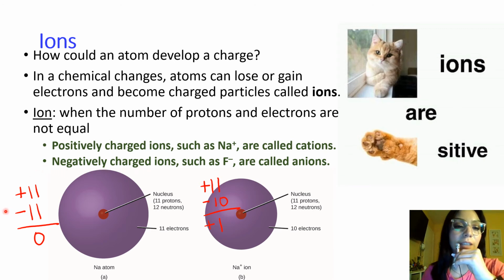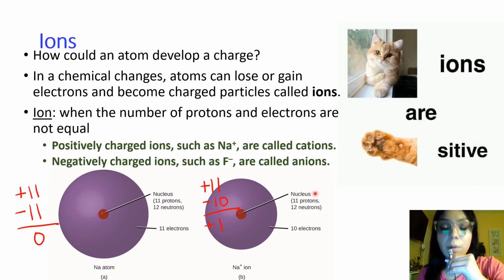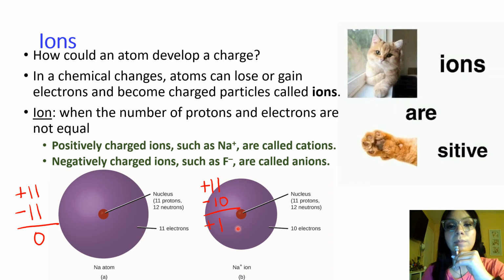Now here we have an example. Here we have a neutral sodium atom. This sodium has 11 protons, 12 neutrons in the nucleus, and then it has 11 electrons. Now remember what we talked about, how protons have a positive 1 unit charge and electrons have a negative 1 unit charge. When we add these up, we end up getting 0. Here we have a sodium with 11 protons, 12 neutrons in the nucleus, and then we have 10 electrons. When we add this up, we end up getting a positive 1 left over. So that's why this is a sodium cation compared to this electrically neutral sodium atom.